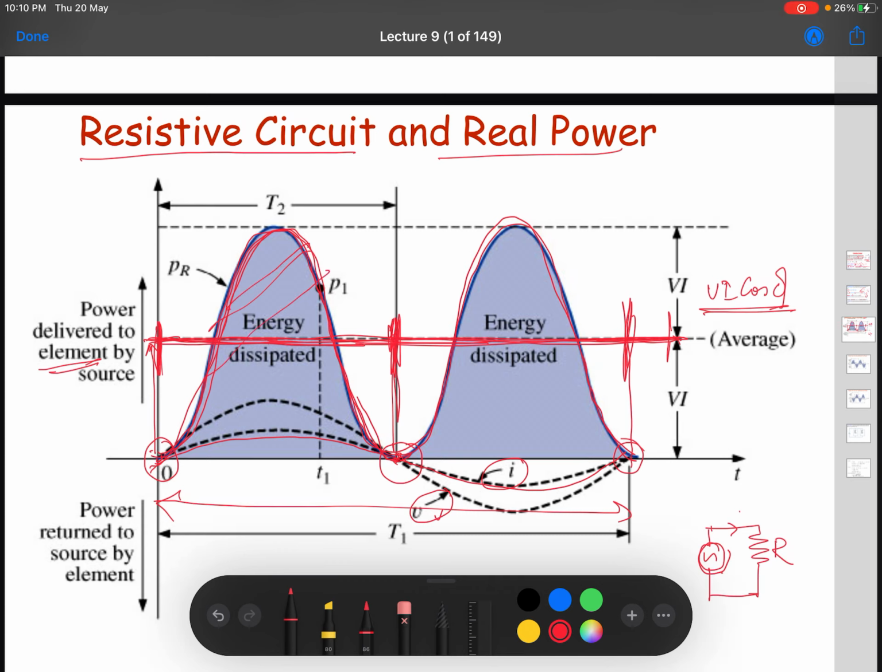This is actually, if you integrate this power, because multiplication of these two quantities will give you power, and when you integrate this power for a cycle, and then divide it by the cycle, you will find that you get what you call the energy dissipated here.